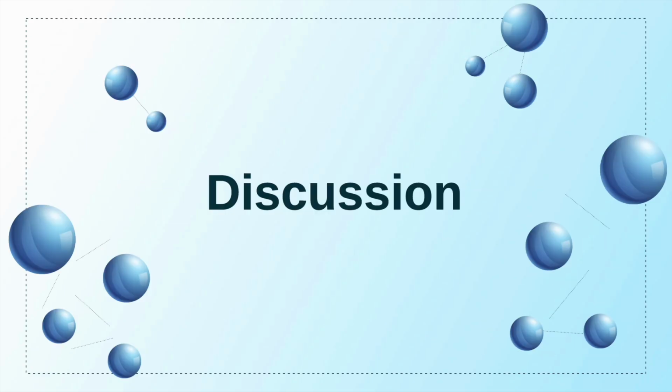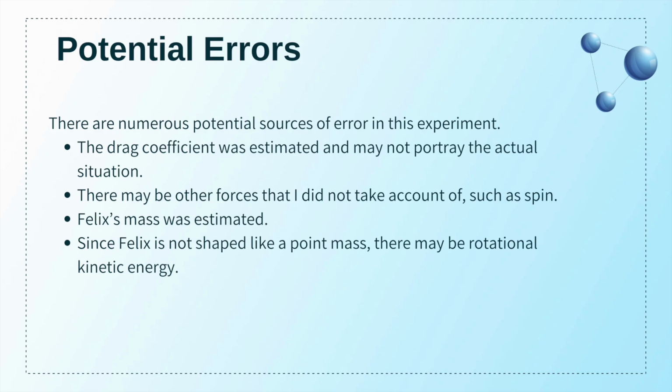Here's my discussion. There are numerous potential sources of error in this experiment. For example, the drag coefficient may not portray the actual situation because it was estimated. There also may be other forces that I did not take into account, such as spin. The mass of Felix is also estimated based off the information online, so it may not be true to the situation. And also, Felix is not a point mass, so there may be rotational kinetic energy.